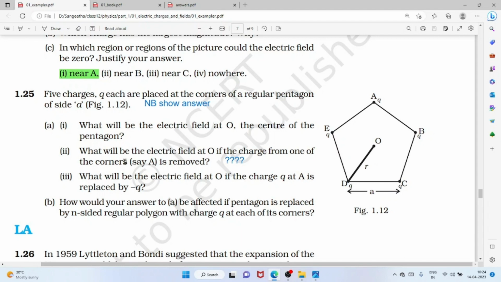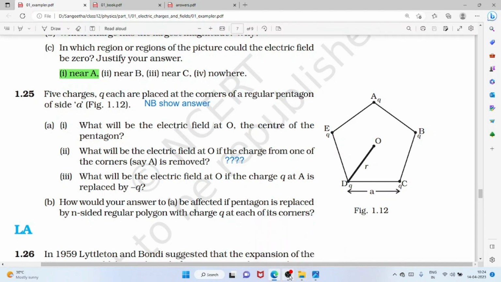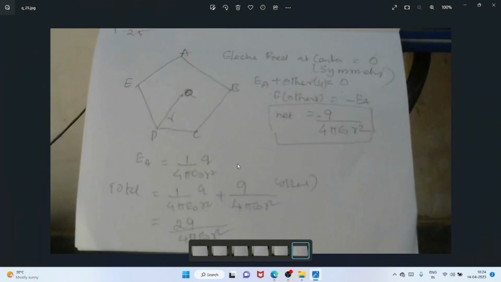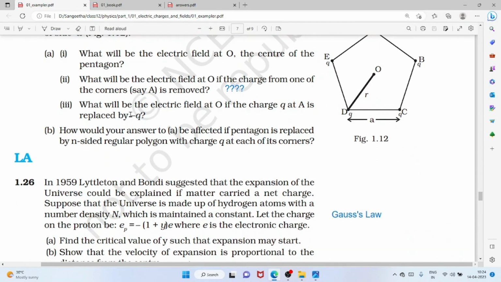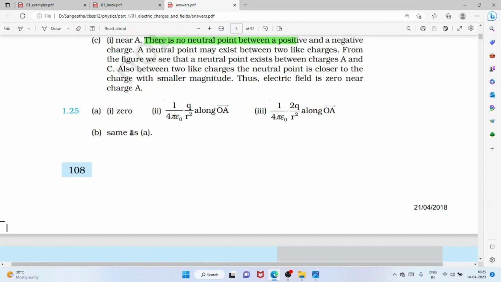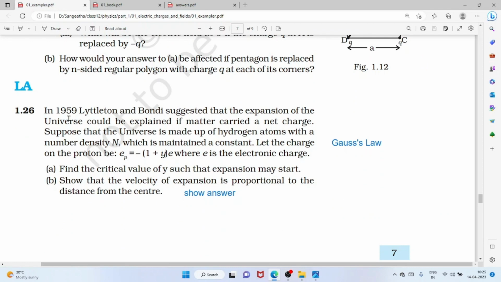What will be the net electric field at O if one of the corners is removed? So this is the net electric field. Now it's 25, same as this. Okay, this is for the long answer. You can go through this Gauss's law, Coulomb's law, and you can see the answers here.